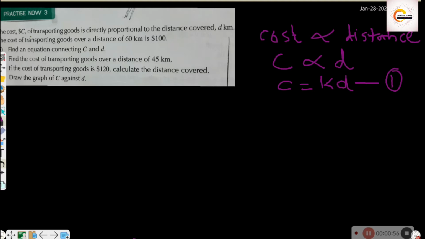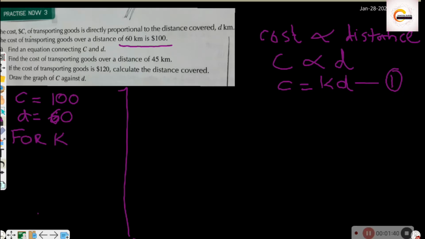Now it's given that the cost of transporting goods over the distance of 60 kilometers is $100. So the cost here we have is $100 and distance is 60 kilometers. So if we find out the value of K and put it into our equation 1, we will get the equation that connects our variables.